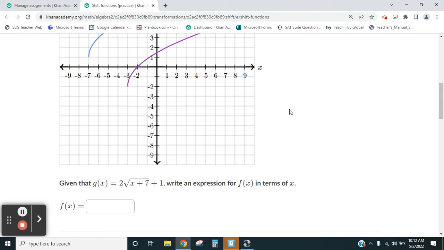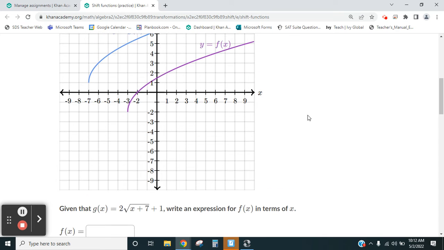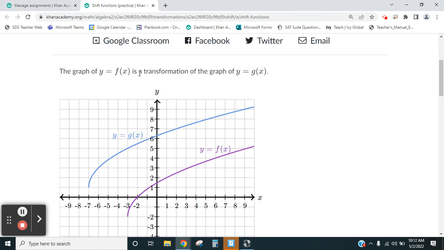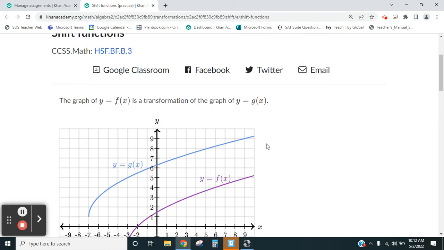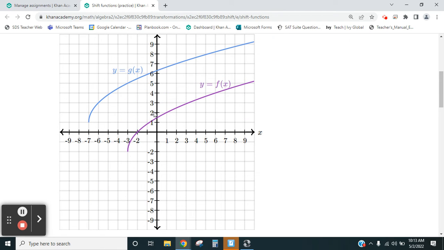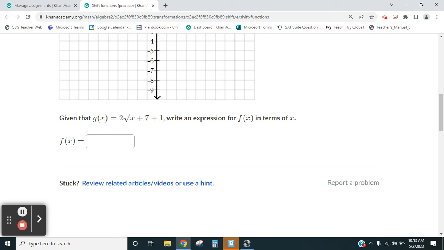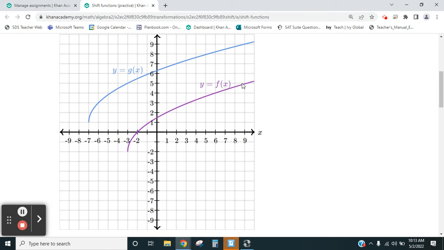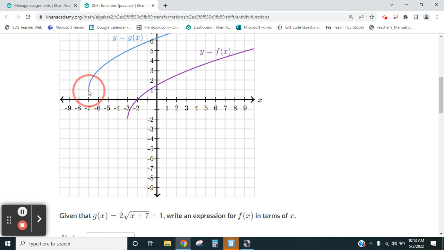All right, so right here it says f of x is a transformation of g of x. But if you notice, the size and the shape is the same. So that means everything's going to be the same. The only thing that's going to change is the shift. So it says g of x is this. What's f? So that means we're going to start. Well, let's look at g really quick. This is an important point for g right here, right? Where is that? Yeah, negative 7, 1, right?